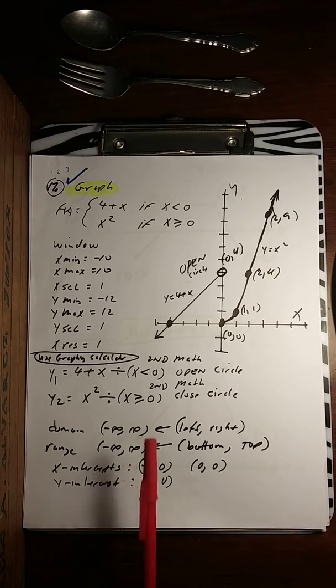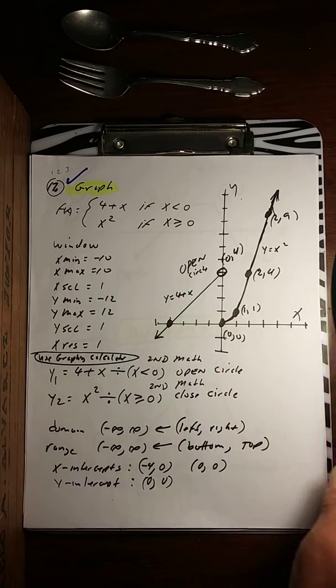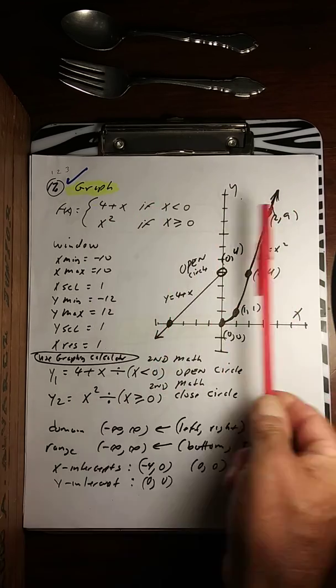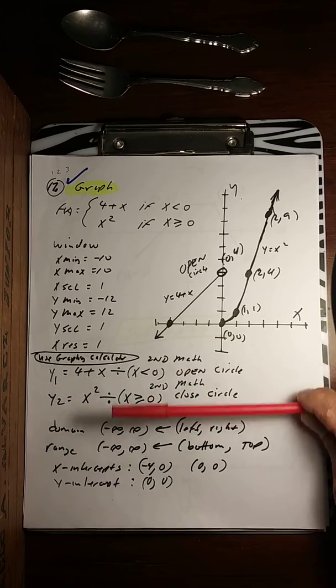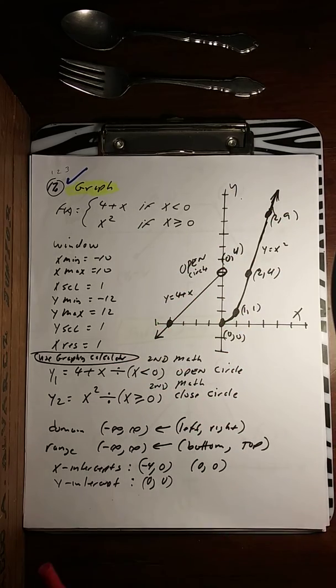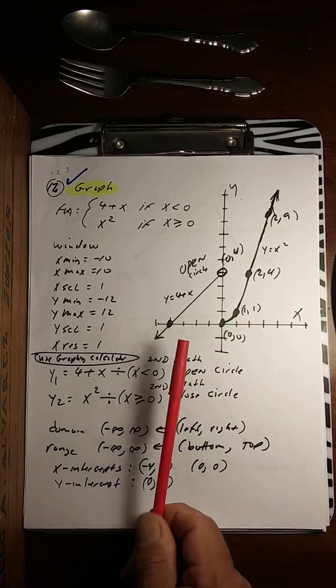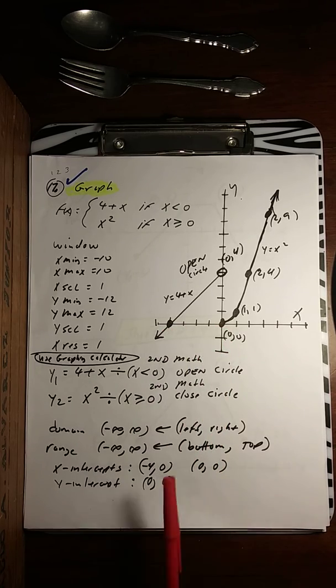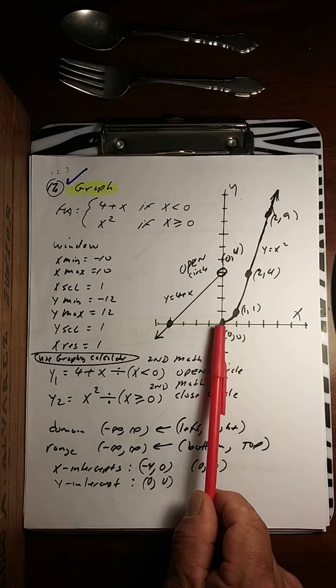It goes this way. Domain: negative infinity to infinity. The range is the same thing, negative infinity to infinity. So left and right, negative infinity to infinity, and negative infinity to infinity for the range. The x-intercepts are (-4, 0) right there, and (0, 0) right there. The y-intercept is at (0, 0) right there.